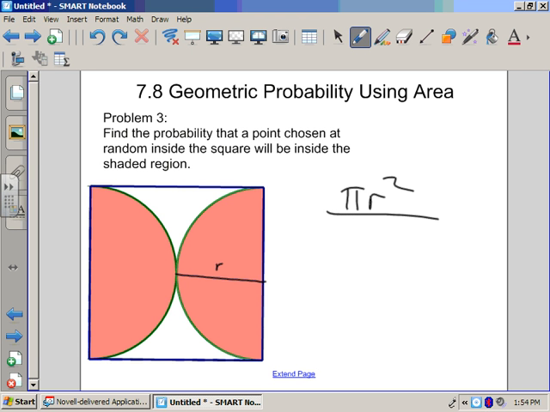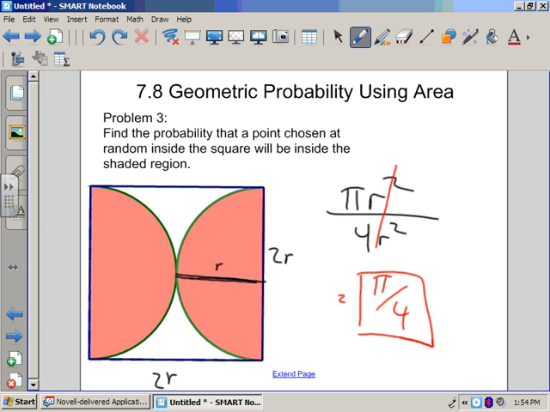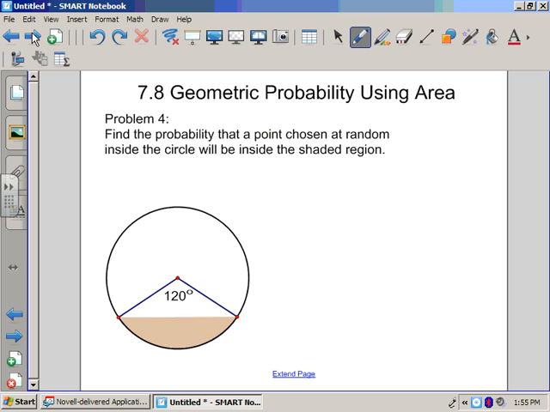Kind of just like before, what's the length of the side? Well, if this is r, the length of the side must be 2r. Because I'm giving you squares, making it nice on us, the area of the square is 2r times 2r, which is 4r squared. Like before, the r squareds cancel out, and my probability of being inside the shaded region, if I'm inside the square, is going to be pi over 4. That's an equal sign. One more. Let's go ahead and pause your video and try problem 4.